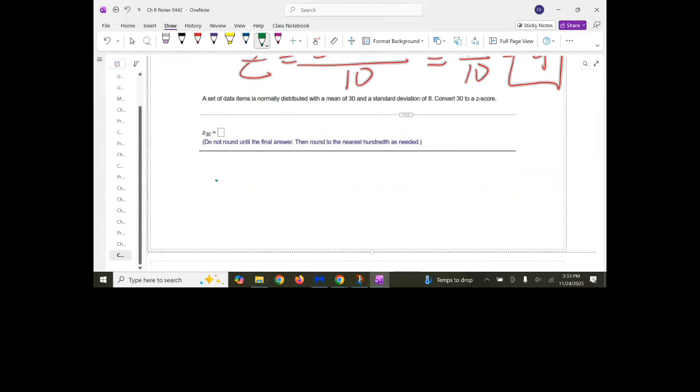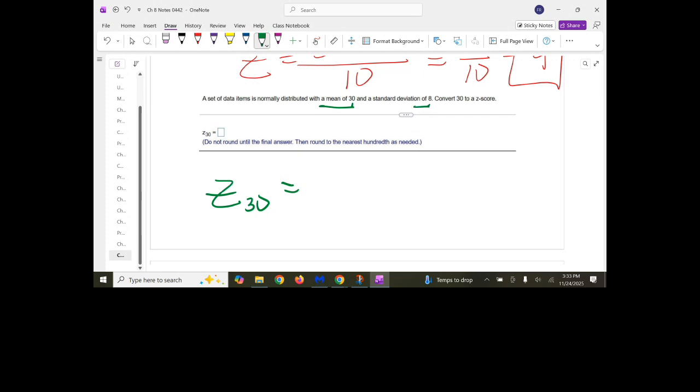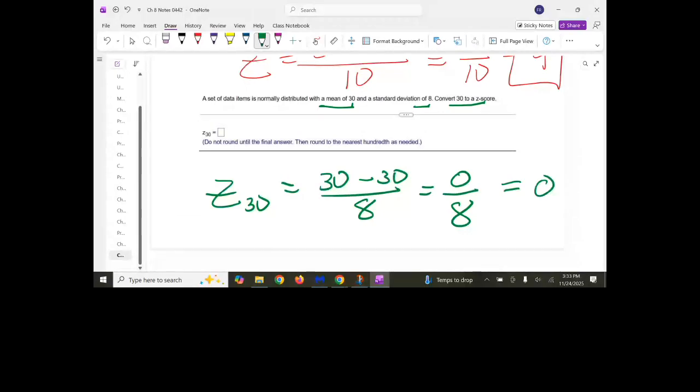Okay, so look, let's do this next one here, z of 30. Okay, my average is 30. My standard deviation is 8. How would we actually convert 30 to a z-score? So we're going to take 30 minus 30 again, divided by 8. 30 minus 30 is still 0, and 0 divided by 8, y'all, is just 0. What does that tell me? That a score of 30 is 0 points away from the average. Why? Because it's the average itself. Okay.